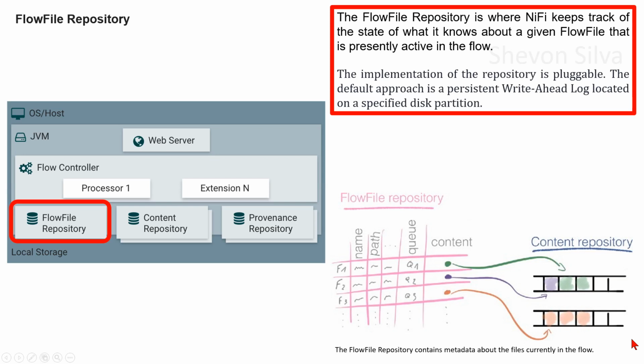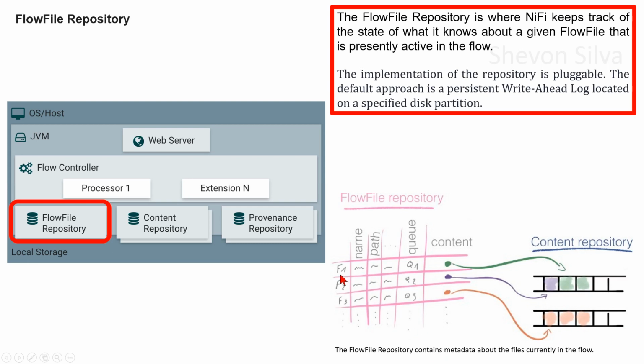NiFi claims to be reliable. How is it in practice? The attributes of all the flow files currently in use, as well as the reference to their content, are stored in the FlowFile repository. At every step of the pipeline, modification to a flow file is first recorded in the FlowFile repository in a write ahead log.